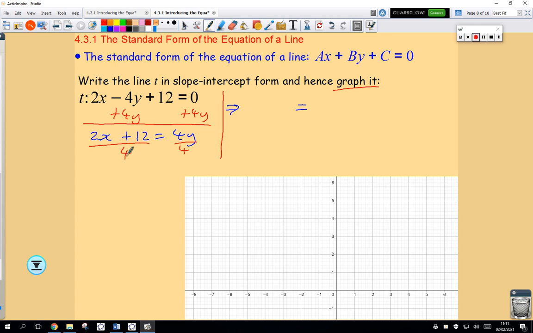On the left hand side, we're distributing this division by 4. 2x has to divide by 4. That will give me 1/2 of x. 2 divided by 4 is a half. And then 12 divided by 4 is 3. And 4y divided by 4 is y. That was the whole point of it.